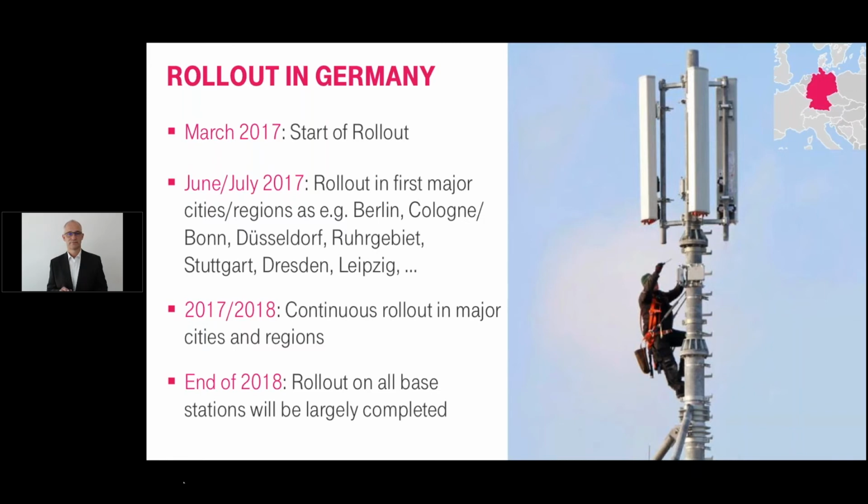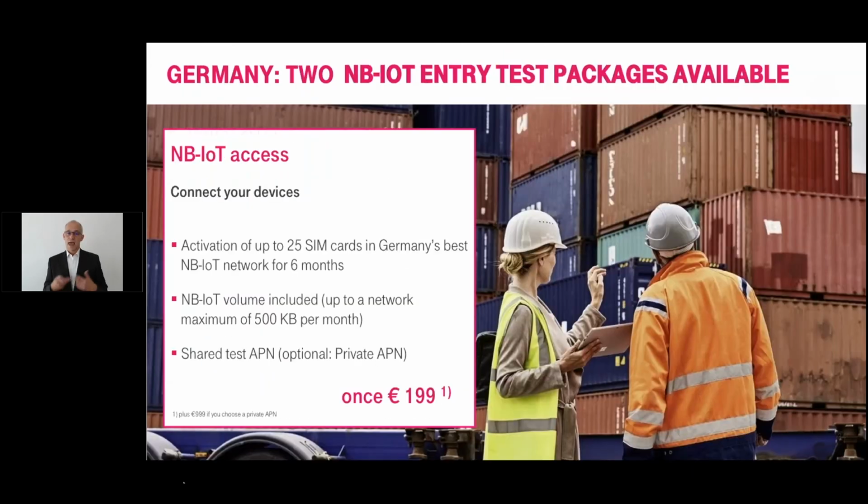And we have the first packages for you. So in order to test it and get first experience, we did two packages. First of all, it's an access package. We call that NarrowBand IoT Access. With that, you get 25 SIM cards, and you can use them in Germany for 6 months to experience NarrowBand IoT. Data volume is inclusive, and you get an APN for that. This one costs 199 euros.